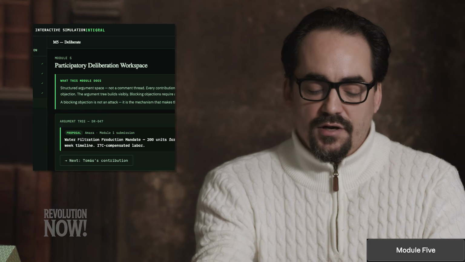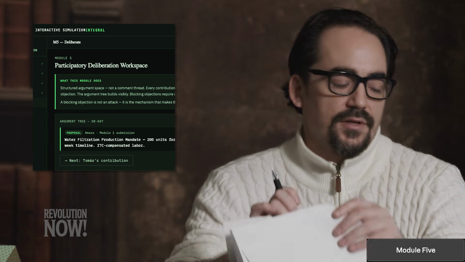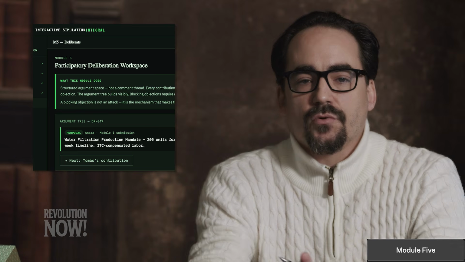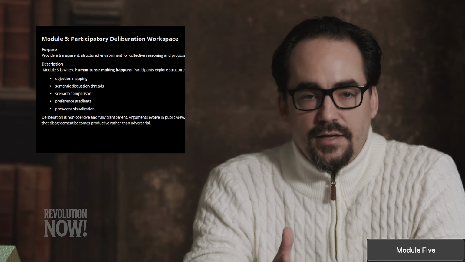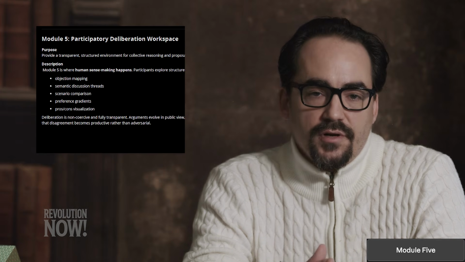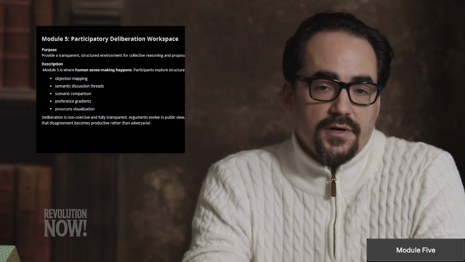So then we have Module 5. This is the grand participatory deliberation workspace. Everything up until this point has been automated since submission, and the community has been notified that there are proposals and problems that need resolution in their node. And in Module 5, there are a range of tools, as discussed prior, such as objection mapping, preference gradient expression, and others that are incorporated to help try and figure out what to do and find consensus.